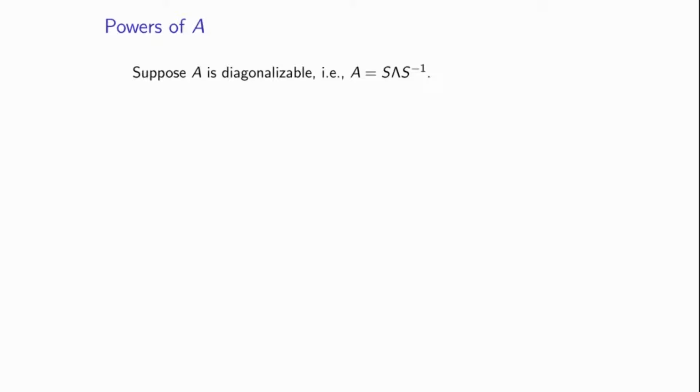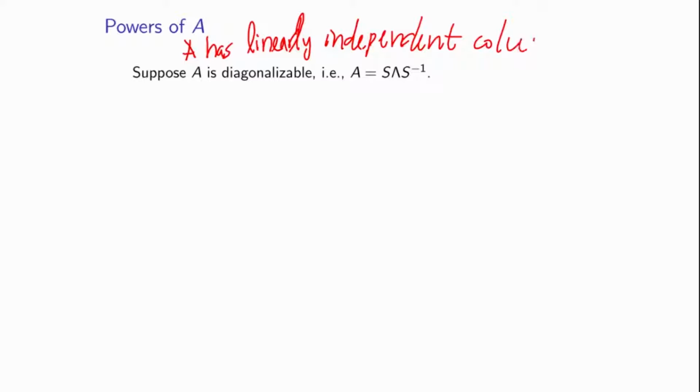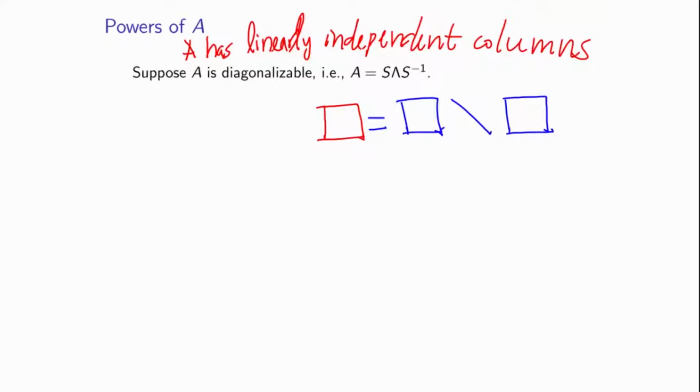Well, diagonalizable is another way of saying suppose that A has linearly independent columns. If the columns of A are linearly independent, then that means, here you have A, and that means that you can write A as the multiplication of three matrices. This is a factorization, okay?